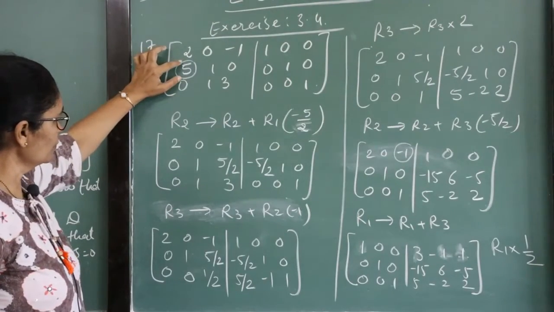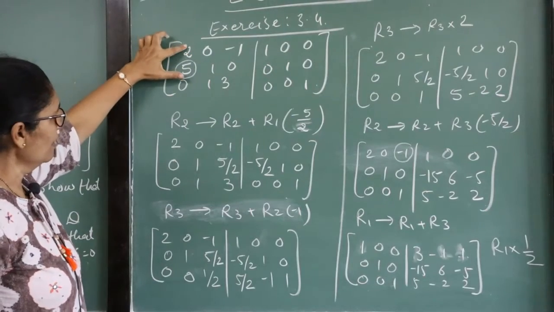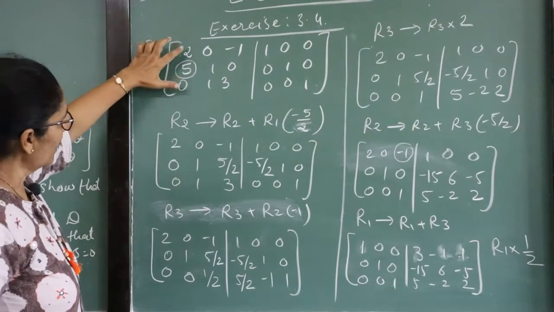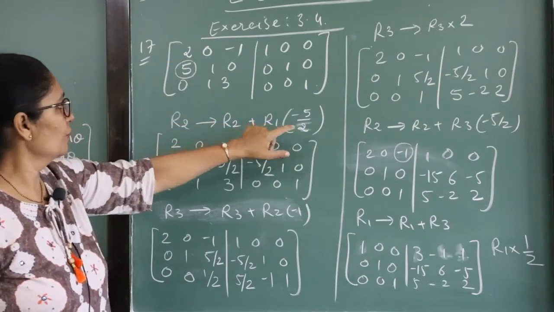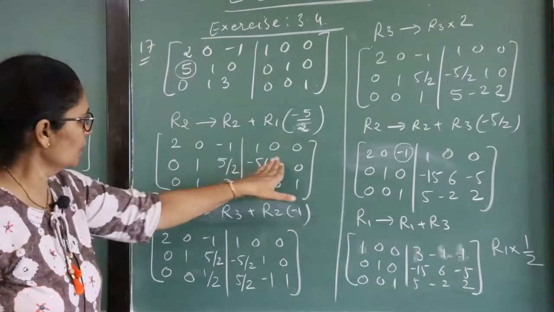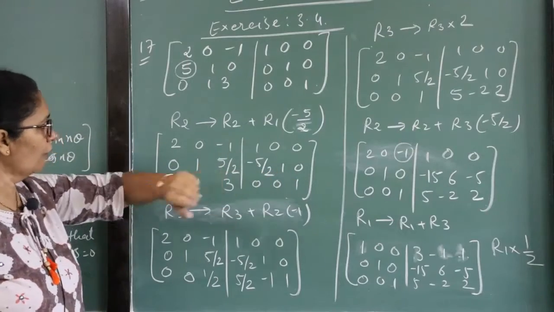So how can you reduce this 5? First we have divided the first row by 2, and then what do you get? 1 here, multiplied with minus 5, so you will get 0 here. So we have proceeded for this calculation, you know how to do it.